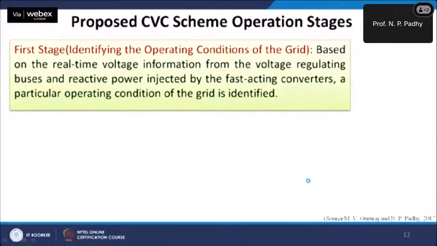Now, how is it being proposed here? The first stage is identifying the operating conditions of the grid. Based on the real-time voltage information from the voltage regulating buses and the reactive power injected by the fast acting converters, a particular operating condition of the grid is identified.